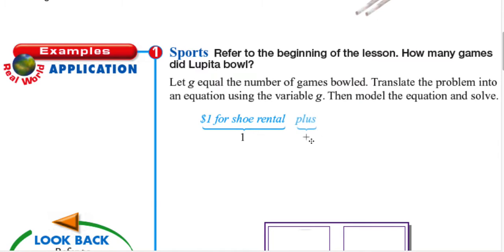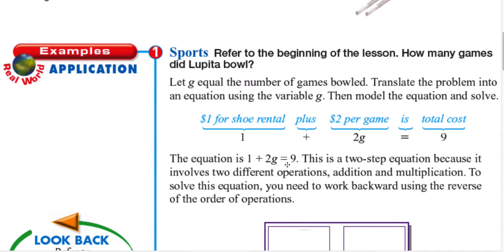Plus, we want to find out the number of games she bowled, but we don't know the value of G. We know a game costs $2 each. So if we multiply 2 by G, we get the cost of $2 per game, which is equal to the amount she spent, which is $9. So we now have the equation 1 plus 2G is equal to 9.